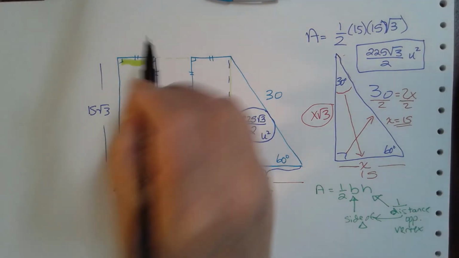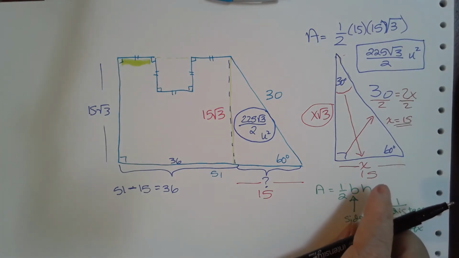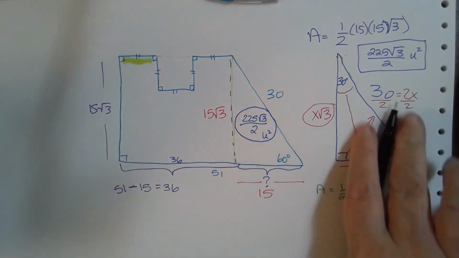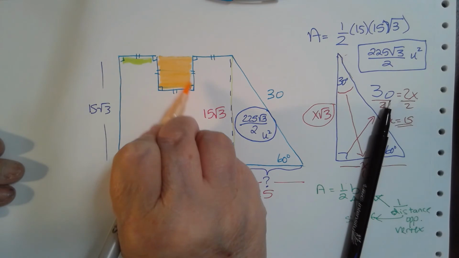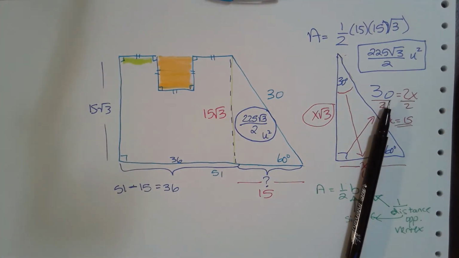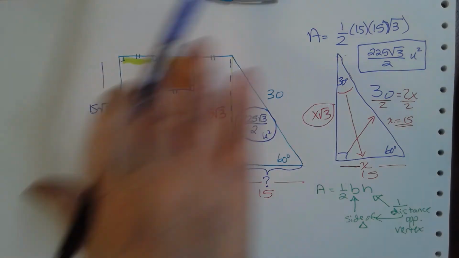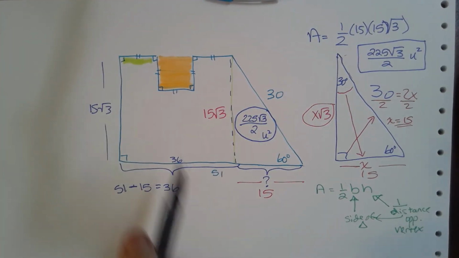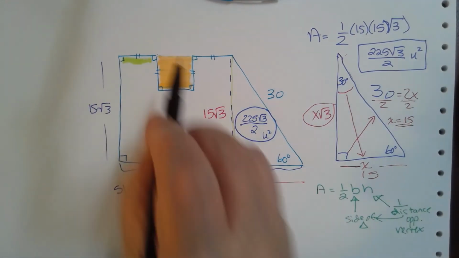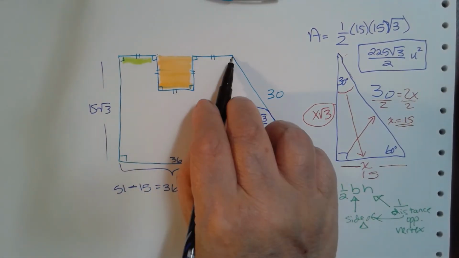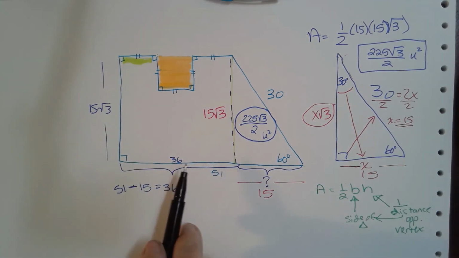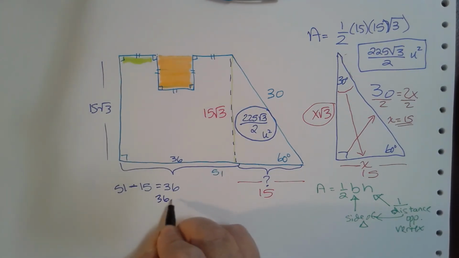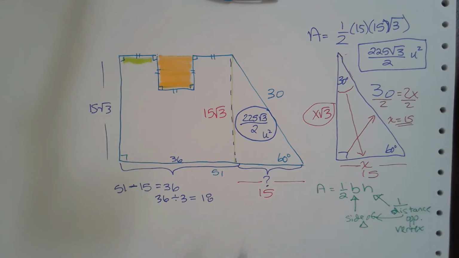So if we didn't have this little bite that was taken out of the rectangle, then we could just multiply the two dimensions, the length and the height, and we would get the area of the rectangle. But we do have to deal with this. Now we do know that this distance is exactly the same as this, which is exactly the same as this. So from here to here is 36 units, but it's divided into 3 equal pieces. So I can take 36 divided by 3.